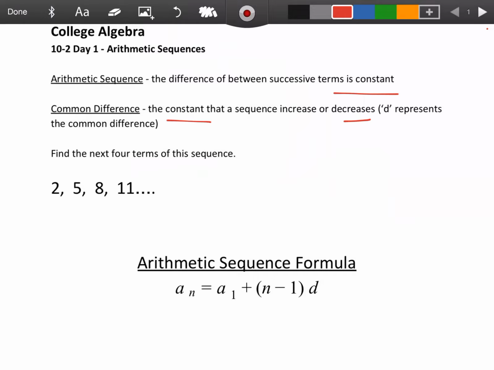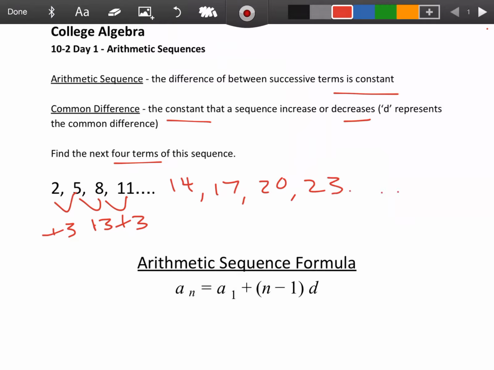So here, if you take a look at this first sequence, we're starting with 2, and then we're adding 3 each time. If we were to find the next 4, you could say, okay, adding 3, we got 14, and then we have 17, 20, and then 23. And you could keep going. This is what we would call our first term, which is A1, and all the way to this would be A8, our 8th term.